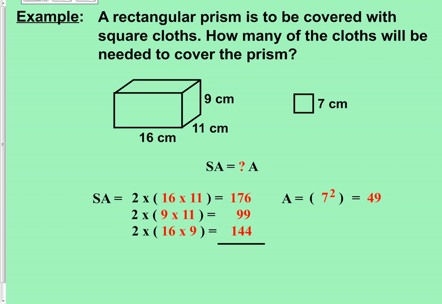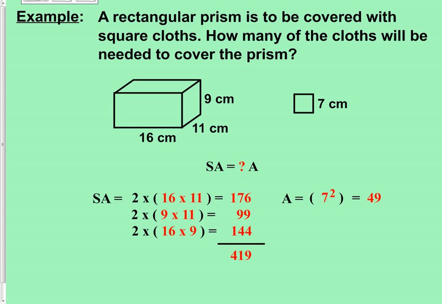By adding up these three from the surface area on the left, we can find our total surface area, and our total surface area is 419.